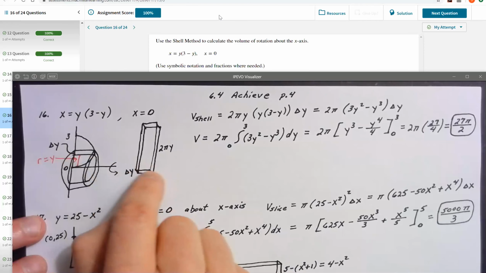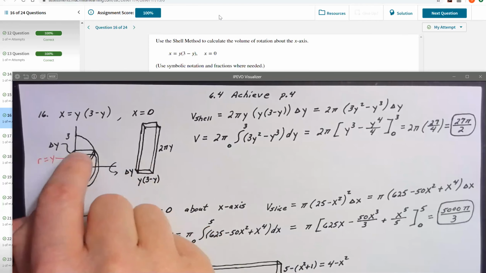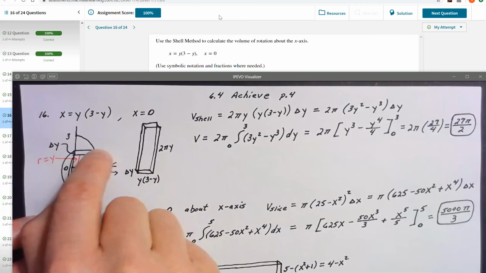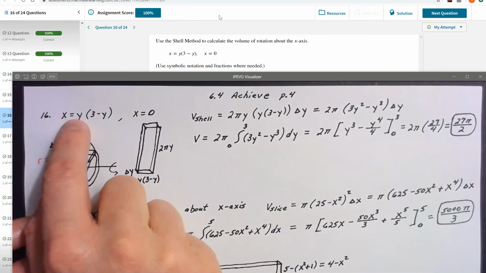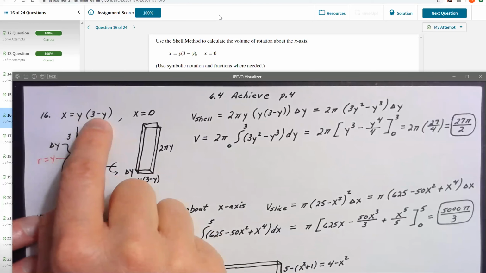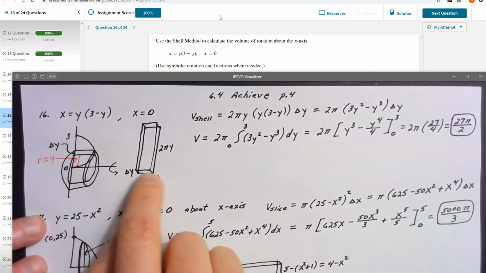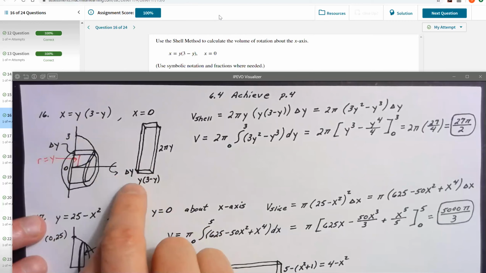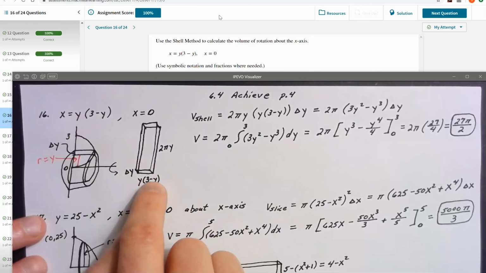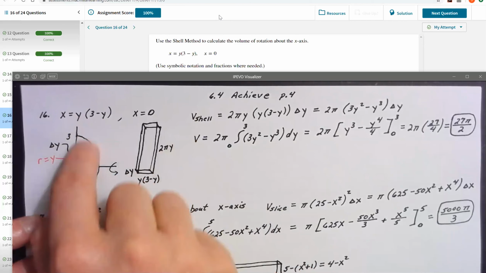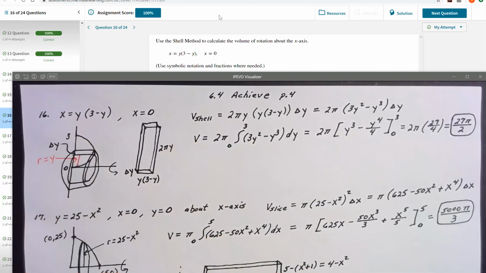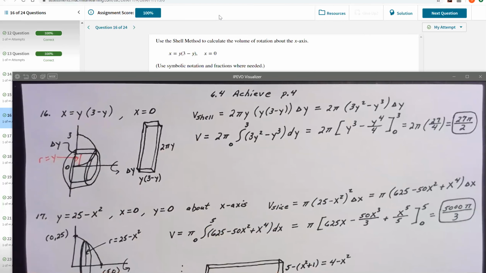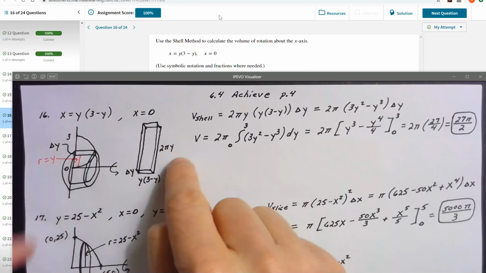Now, the base of this rectangle, I could say, it's going from the x-axis to the curve, so it's whatever the curve's formula is there. Well, we already know that curve's formula, y times 3 minus y. So that's why I said the base of my rectangular solid is y times 3 minus y. The height would be determined by the circumference. If you pull apart that rectangular solid, the circumference of it is going to be forming the height of it.